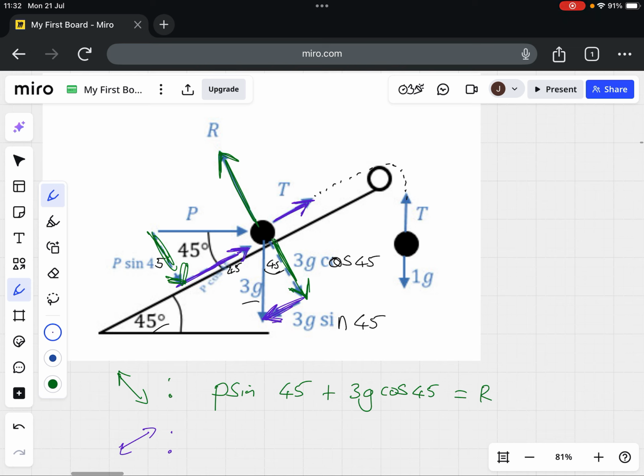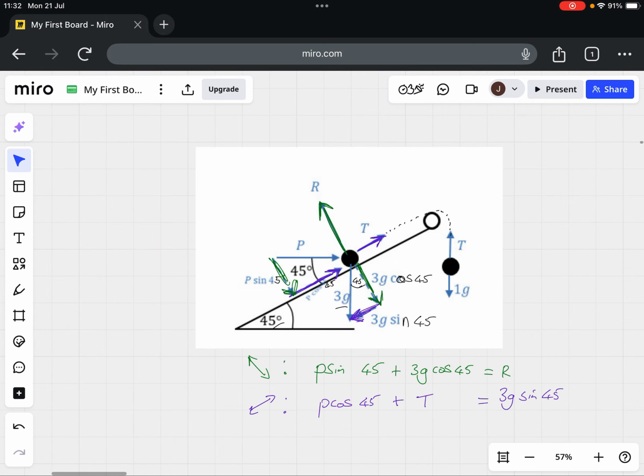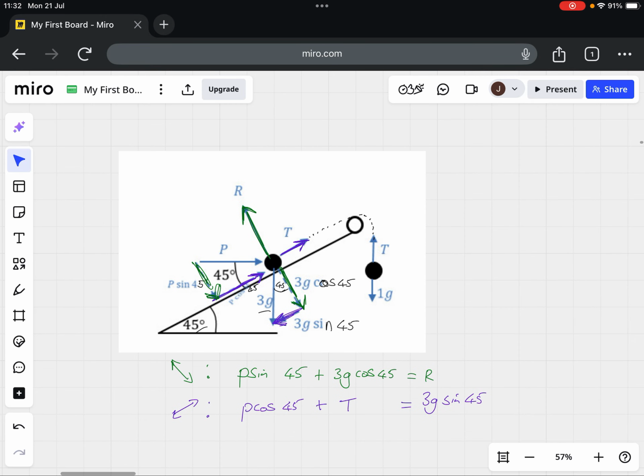These ones here, I've got two going up the slope. So that's P cos 45 is going up the slope. T is also going up the slope. So that must be equal to the one going down the slope, which is 3G sine 45. So the same sort of thing as before. Notice it's all about getting the right force diagram really at the start.